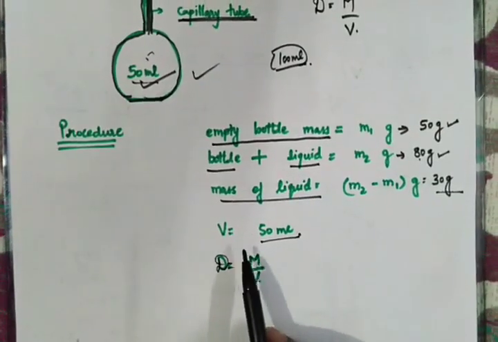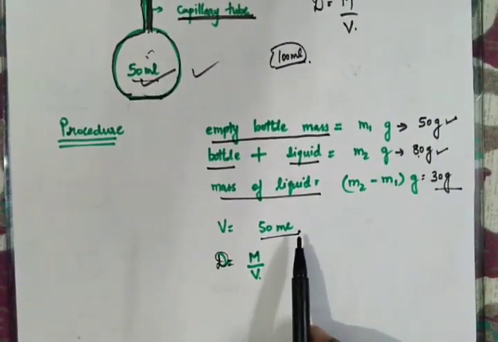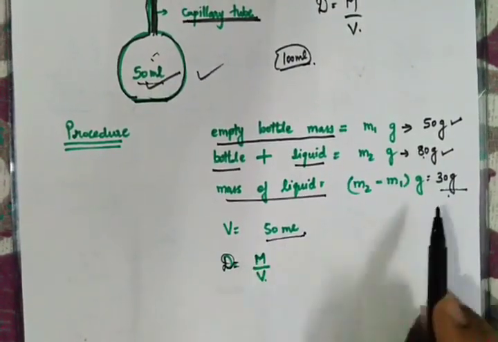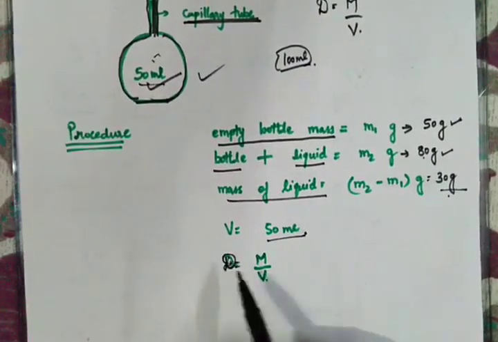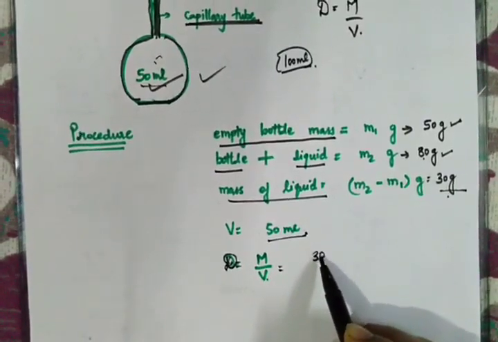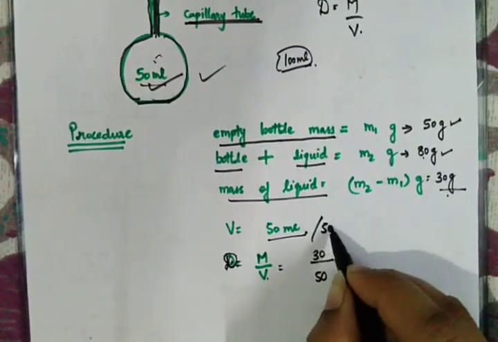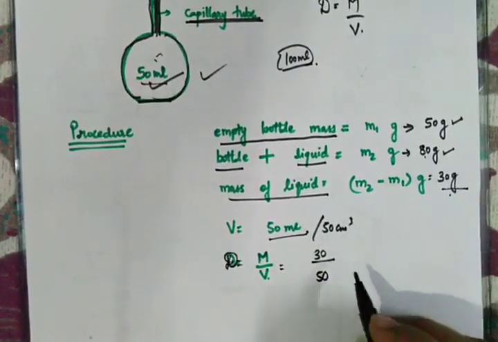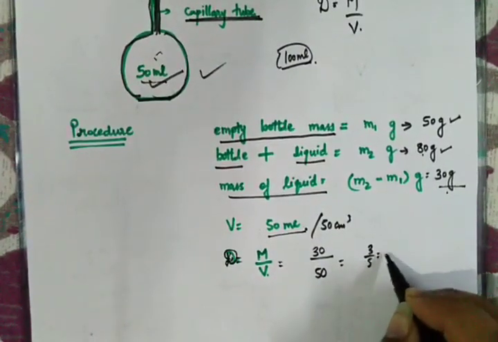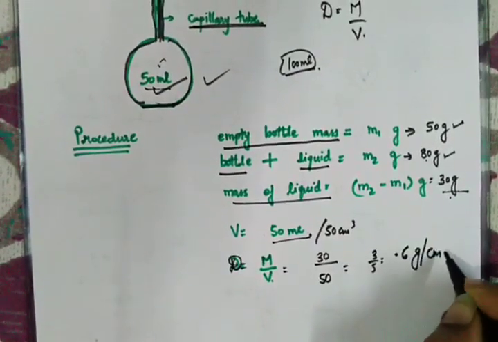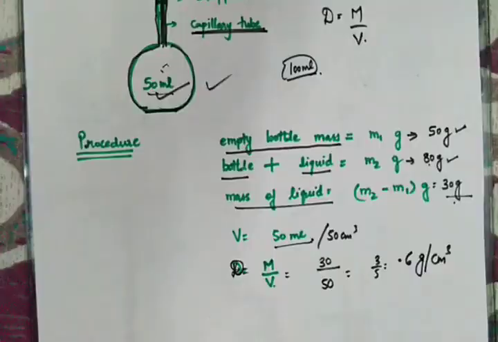So the volume is 50 ml. Now I know the mass, I know the volume. I'll straight away apply them in the formula of density. Mass 30 grams, volume 50 ml, or I told you, you can also write this as centimeter cube. So the answer is 3 by 5, which is 0.6 gram per centimeter cube.